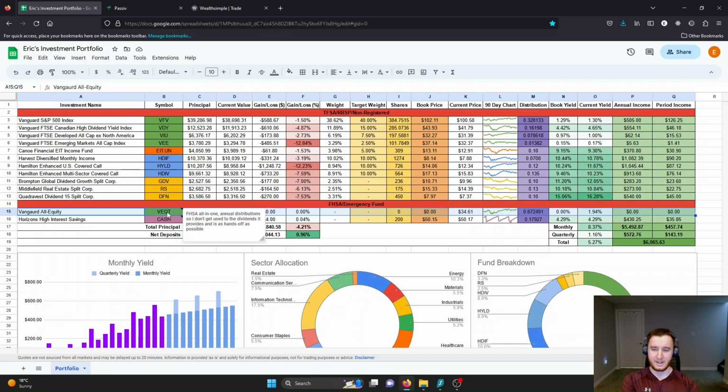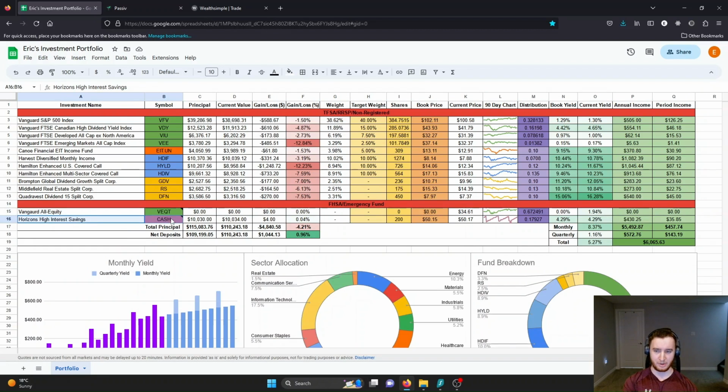What's nice about VEQT also is that it has annual distributions. So I don't have to reinvest the dividends inside of it. And I don't get used to the dividends that it provides because it's not providing it every quarter or every month like VDY. So it's just as hands-off as possible. Whenever Wealthsimple releases the FHSA, I'll be just dumping 8K into VEQT, which is basically equivalent to these four funds here, just in an all-in-one.